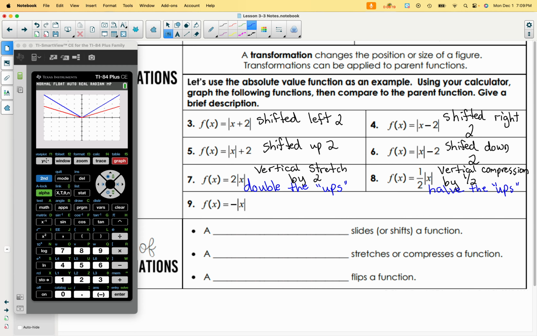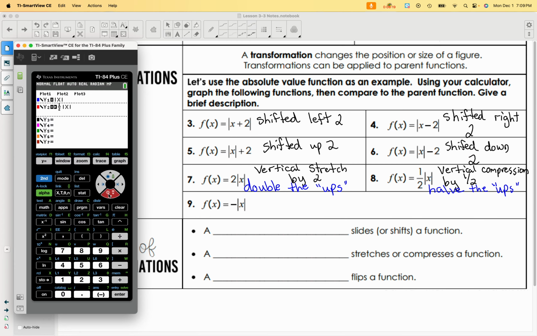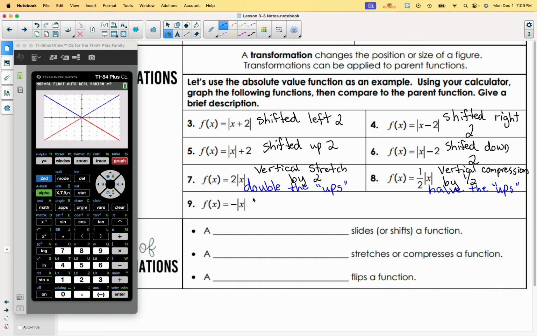And our last one that we're going to look at is what happens if we make this a negative in front. Actually, I probably need to make sure I use the negative sign. And then absolute value of x. So I don't know if you have a prediction, what you think it might happen, but I'll hit graph. And notice that I have this reflection across the x-axis. So this is reflected across the x-axis.